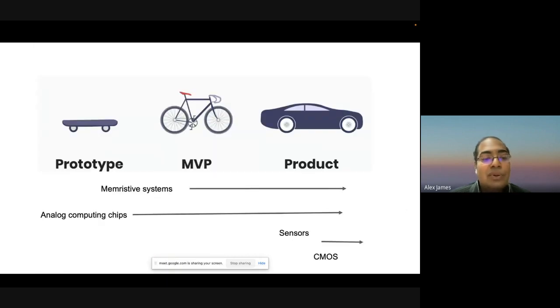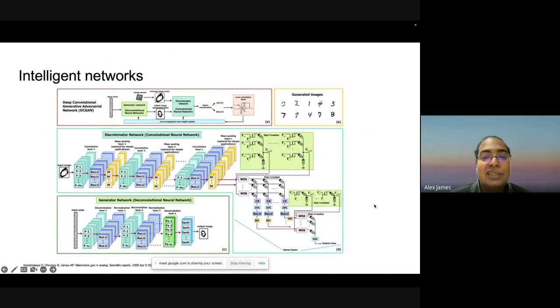Now, where we are today, you would see the analog computing chips are still at a prototype stage. There are some works that are happening. Whereas if you look at the sensors and CMOS, they are all at product stage. The memory systems today are mostly at an MVP stage, you can say. People have shown chips which work. The concept is proven in many ways, but the question is, can this be taken to the product stage? That's what people are trying to see, for robustness. The product engineering itself is being discussed and improved.